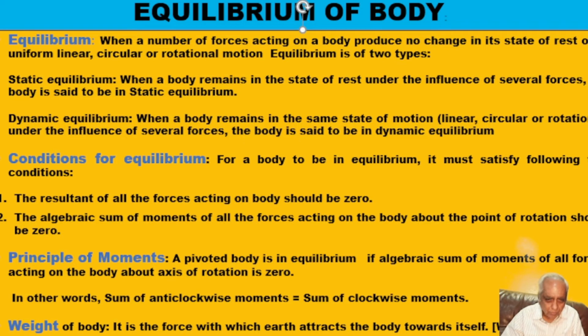Now there is another equilibrium called dynamic equilibrium. Pay attention to understand this, it is very important. The word dynamic means motion, movement. So the body is moving, but we say it is in equilibrium. We say a moving body is in equilibrium if its velocity does not change, if its rotational speed does not change. Then we say it is in dynamic equilibrium. It will be clear by the examples.